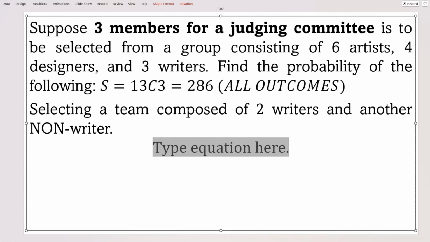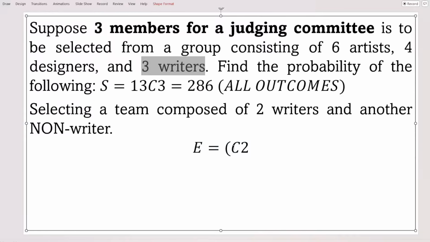other non-writers. Okay, so how many slots do we give to the writers? We give the writers 2 slots. This is still a combination problem. And how many writers are there? There are 3 writers. Okay, so 3 combinations 2. And then the other one must be a non-writer. So how many slots do we give to the non-writer? We give 1 slot to that one. How many non-writers are there?